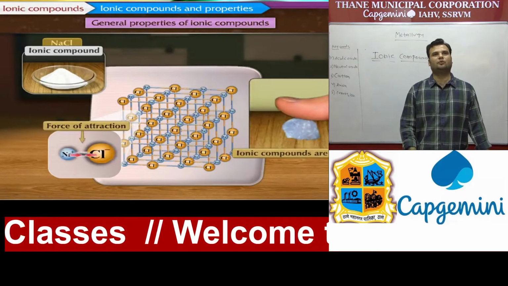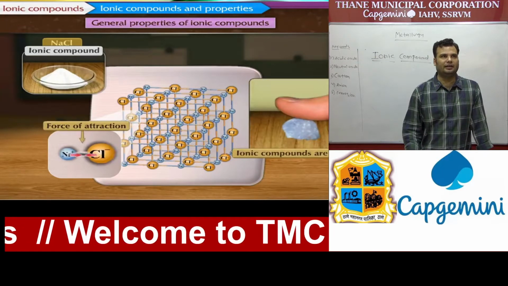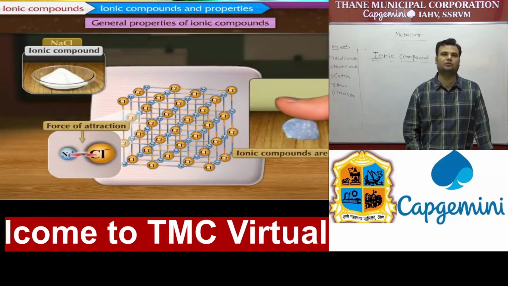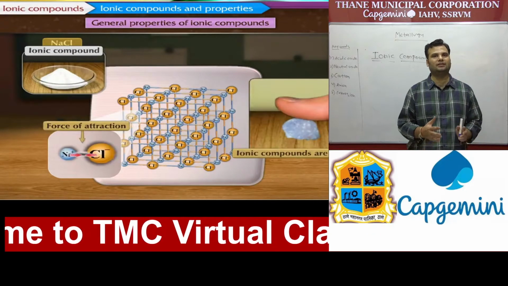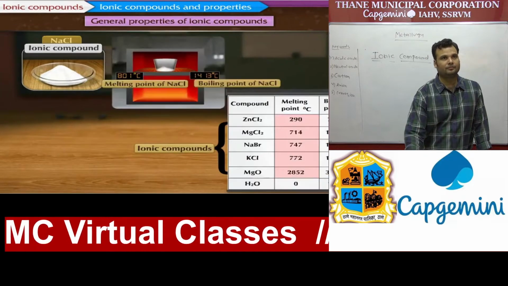So what are the general properties of ionic compounds? Take one time revision again. Ionic compounds are hard and brittle, and the reason is because they are having the more force of attraction, that is electrostatic force of attraction, oppositely charged ions. One is positive and second one is negative.